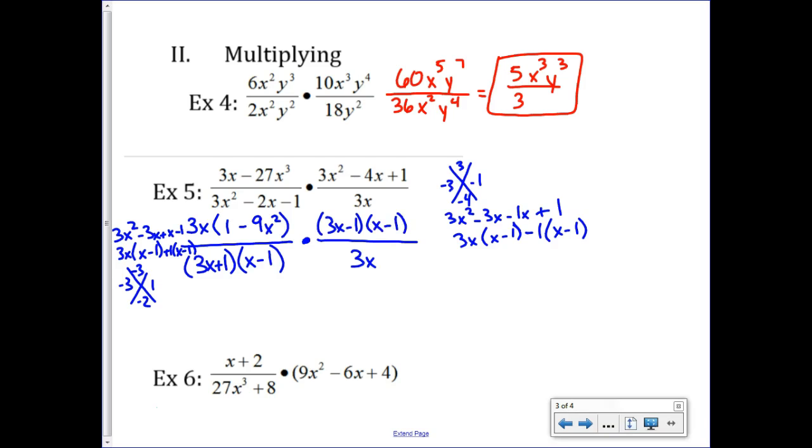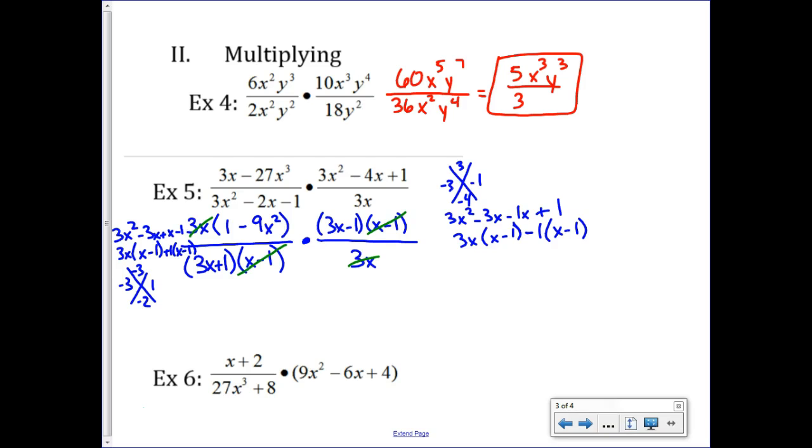Okay, I'm going to see what I can cancel out of here, but I know that I'm not done simplifying yet. So I can cancel out these 3x, because top and bottom, it doesn't matter which part they're on. And then I can cancel out these x minus 1s.